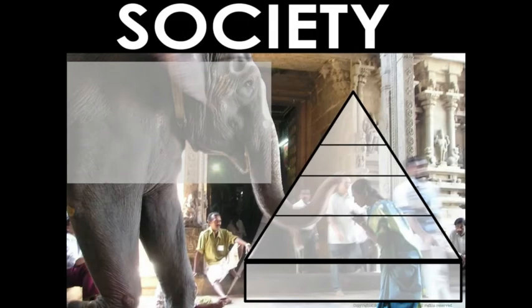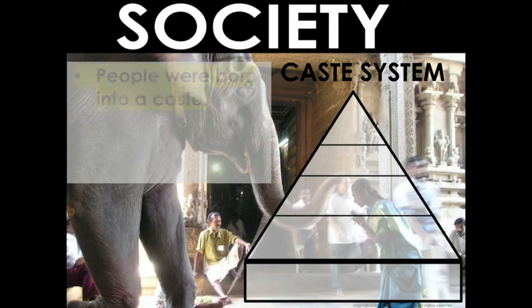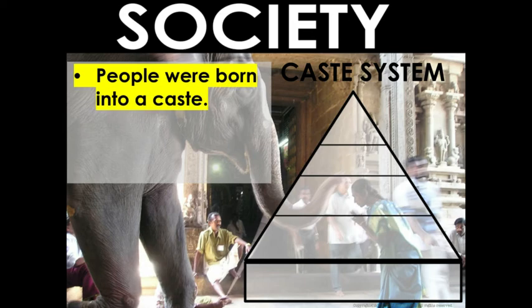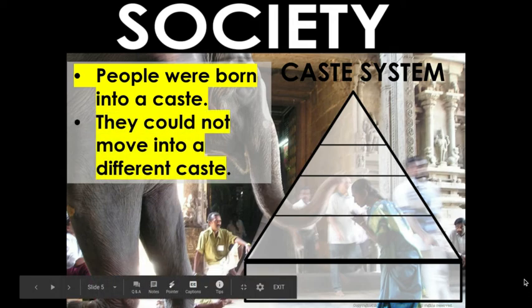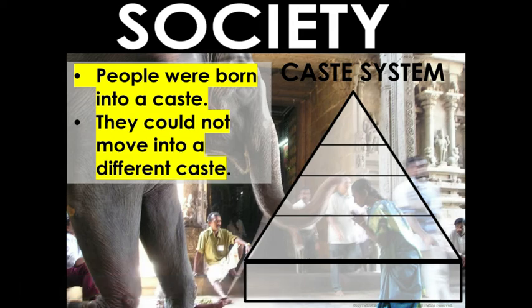The societal structure of India. They have a caste system, as it's called. People were born into a caste. There's your first note. They could not move into a different caste. We've seen in some other cultures you might be able to, through marriage or etc., move your structure in life. Not so in India. We have many Sudra, commoners, peasants, laborers, and servants.